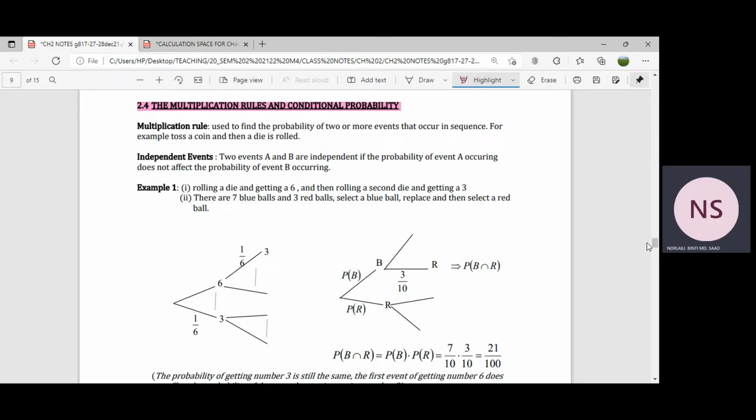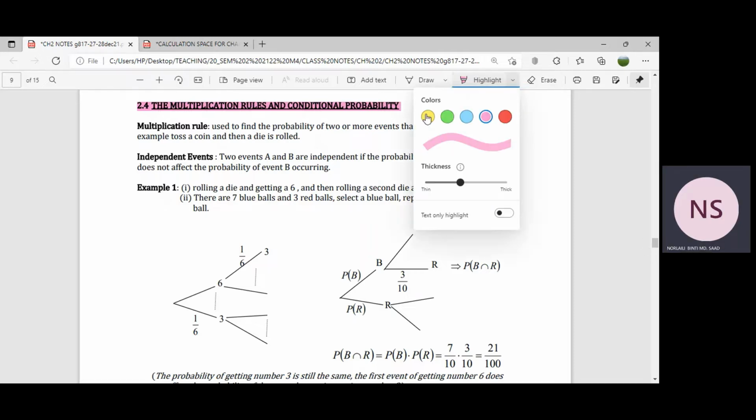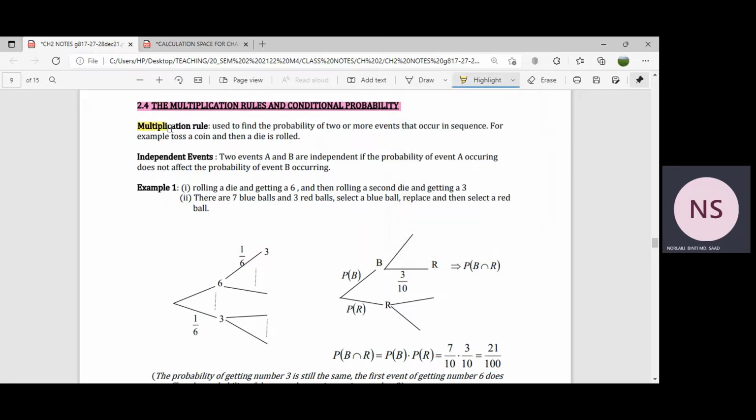Inshallah, in this video, I will proceed with 2.4, the multiplication rules and conditional probability. Previously we have learned about the addition rules for probability, where you have to deal with the union. In this topic, we are dealing with the "and" intersection. For the multiplication rule, you may look at the definition here.